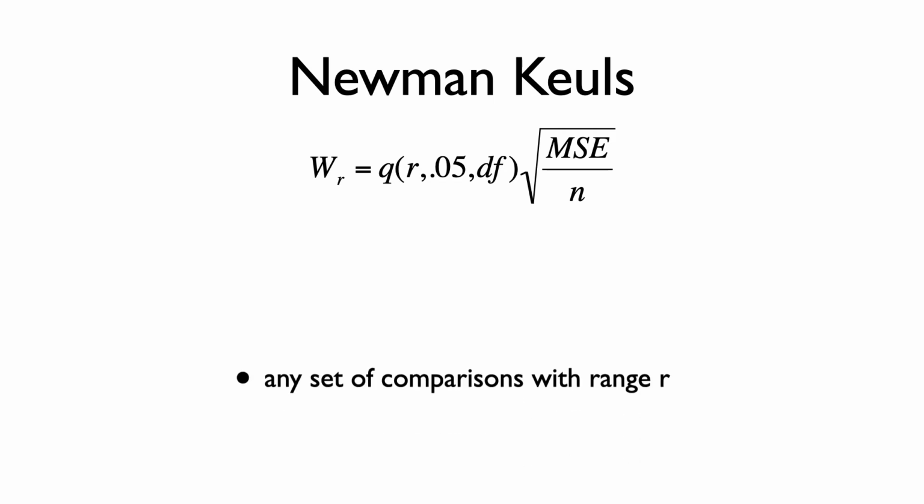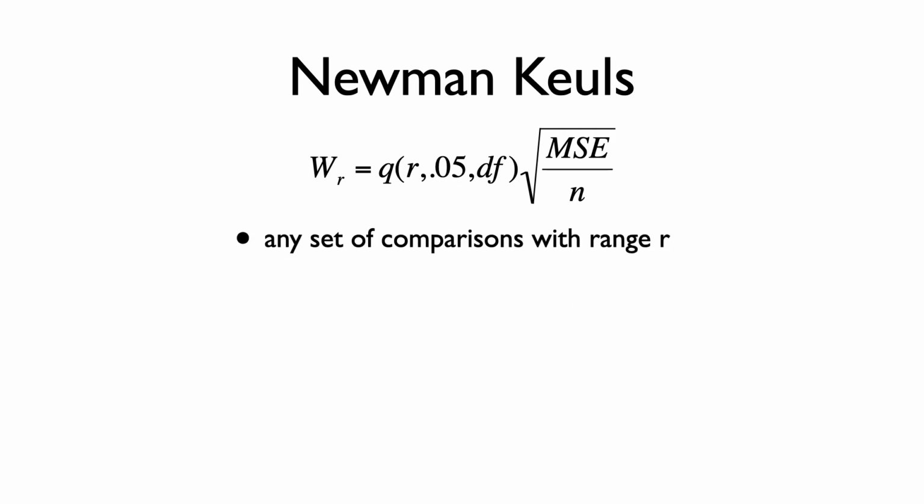Then there's the Newman-Keuls test. And you went, wait, what? All we've done here is we've rearranged the studentized range test. We've rearranged things, and we come up with this value. So we look up a critical value. That's Q with R. R is the size of the range. So any set of comparisons with range R.